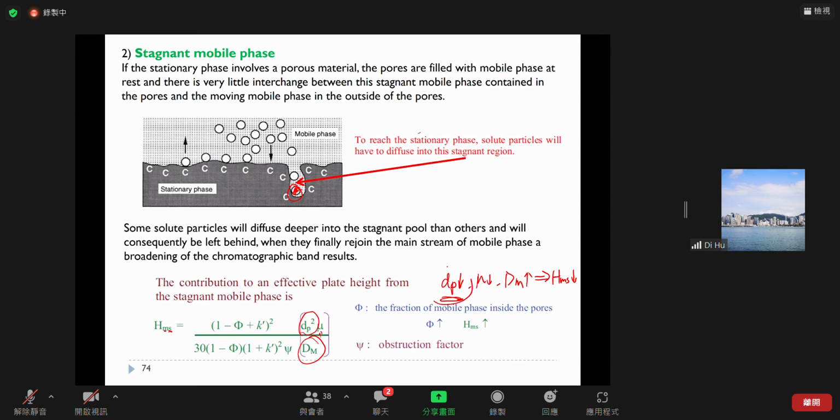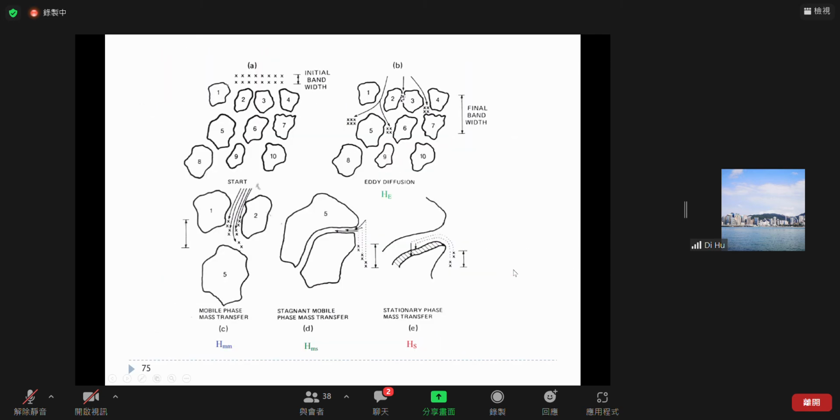Now you see why. When dP decreased, it decreased the contribution from eddy diffusion. It also decreased the contribution from non-equilibrium mass transfer to peak broadening, right? So dP plays a very important role in the efficiency of the column separation. That's why we want smaller particles for the packing material. We'll talk about that again later on.